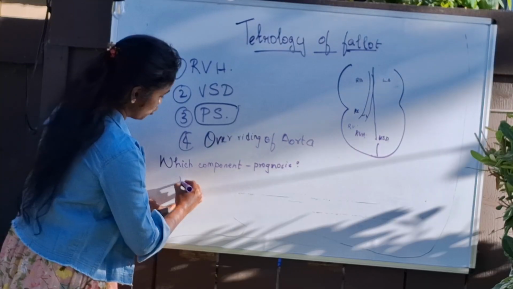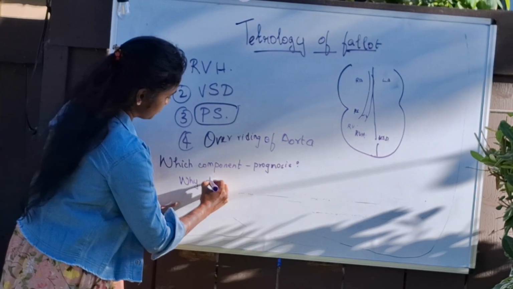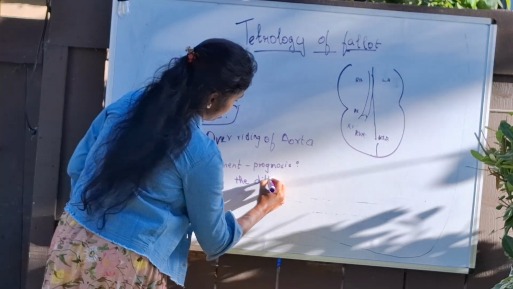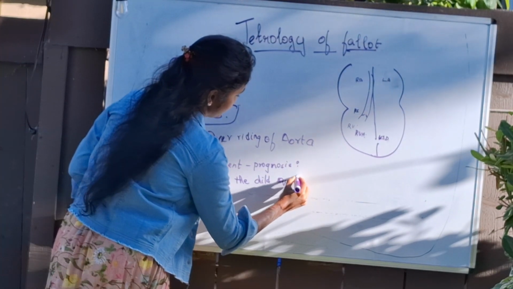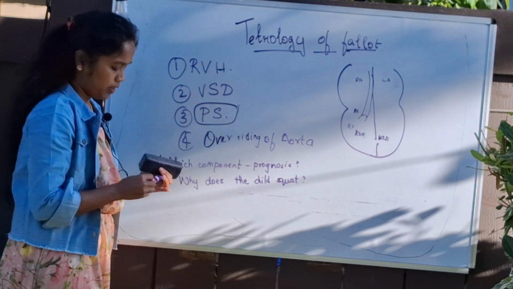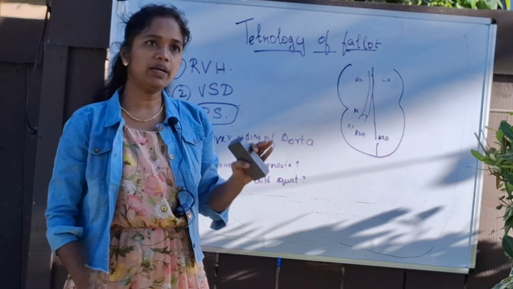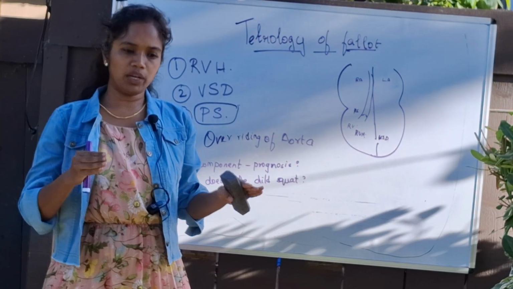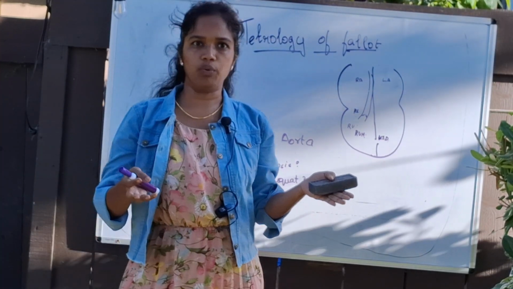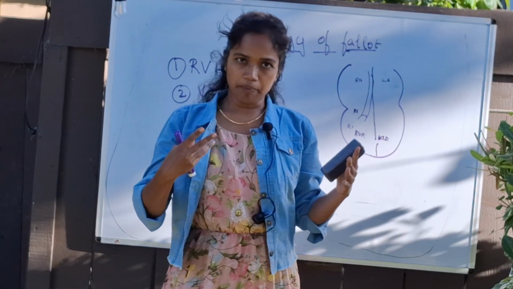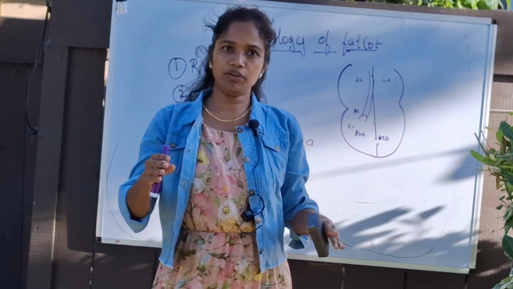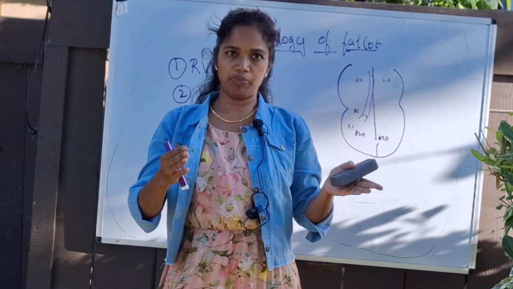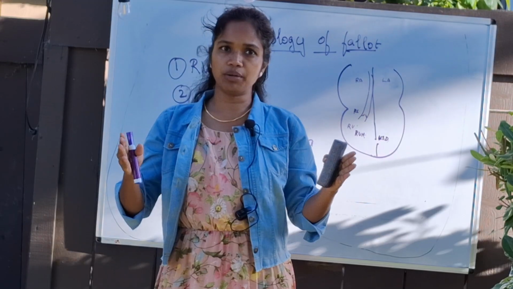Then sometimes they might ask you, in tetralogy of Fallot, why does the child squat? For this you need to remember the typical clinical presentation of tetralogy of Fallot. How will it be? A child around 10 to 12 years will be playing in the playground, and will feel dyspneic and immediately squat. After a couple of minutes, the dyspnea will settle and they will start to play again. This will happen about 2 or 3 times in a 40-minute time period.